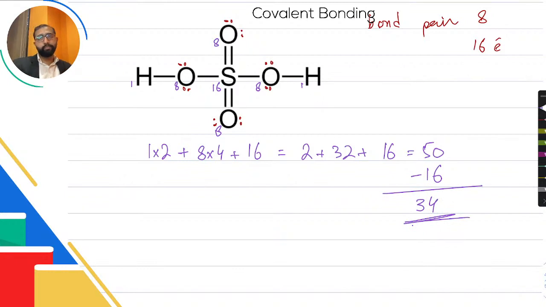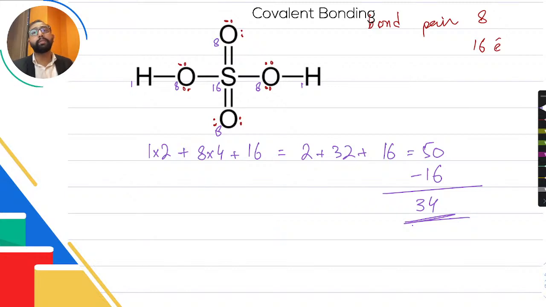not involved in bonding. Now, if you notice, it's not clear where those 34 are, but sulfur has electrons in the third shell being shared. What about the first shell? What about the second shell? Oxygen is sharing from the second shell. So what about the first shell?